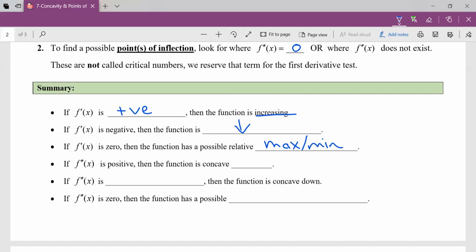If f double prime is positive, then we're concave up. If f double prime is negative, then we're concave down. And if f double prime is 0, then we have a possible point of inflection. Try to keep that in mind because in the next lesson, we're going to look at putting this all together and it starts to get a little confusing. There's so much information you need in a curve sketching question.